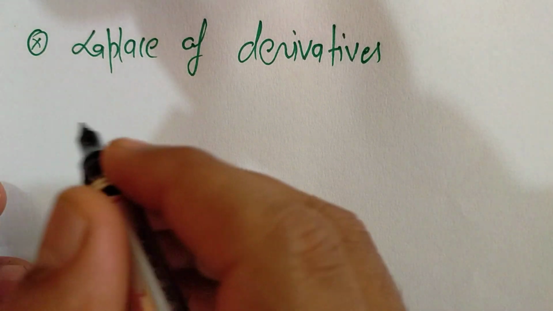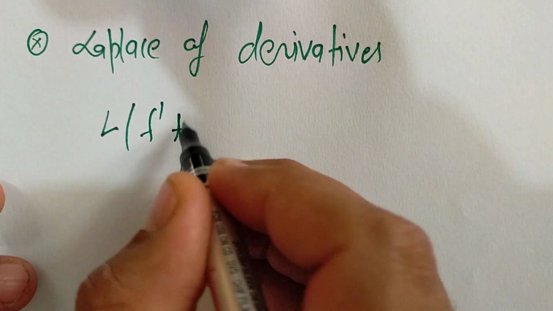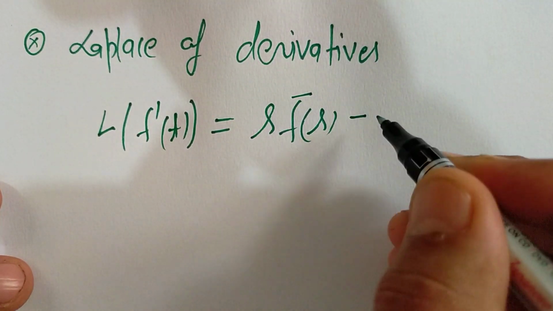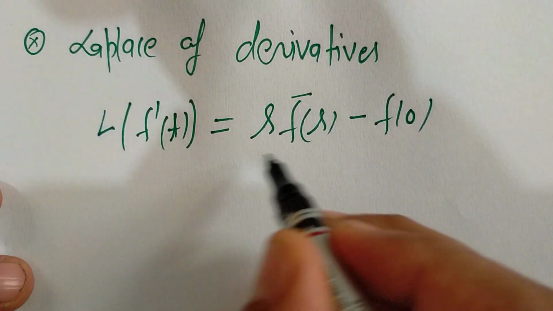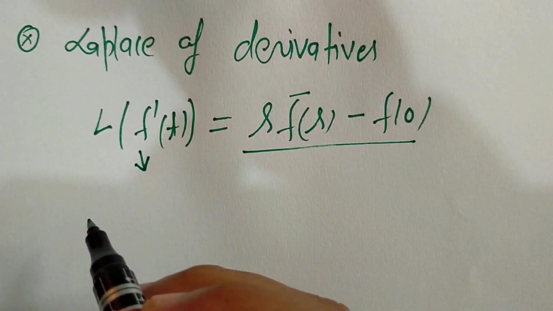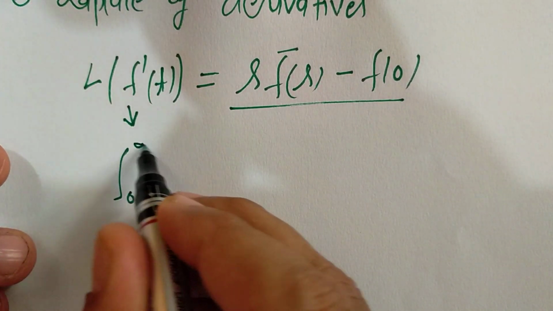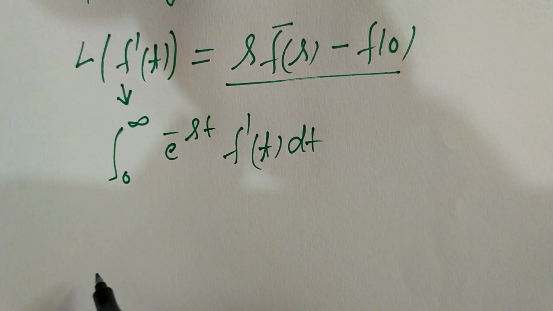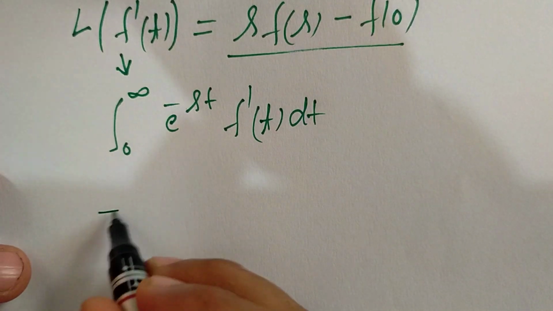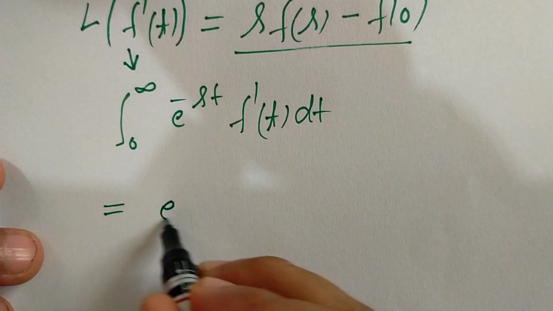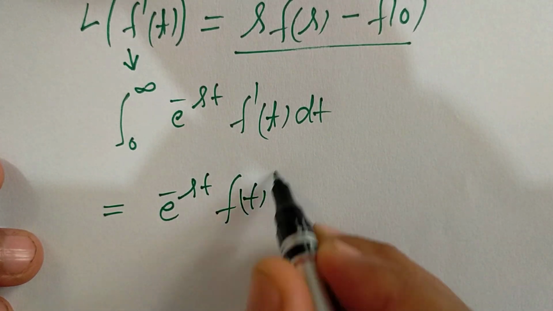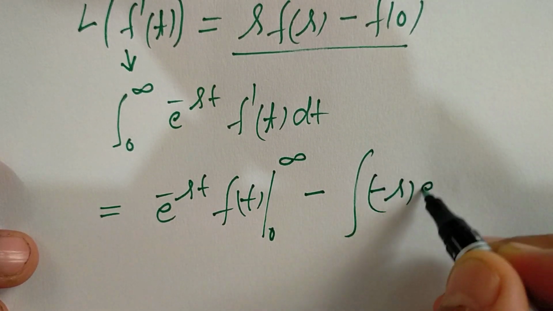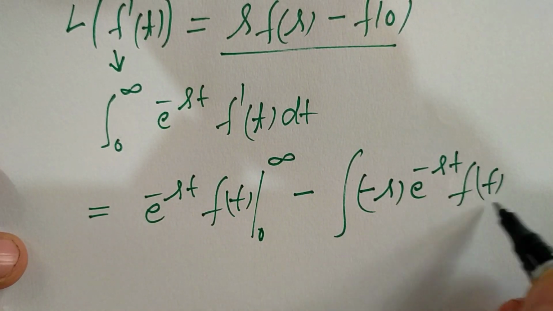Next we have Laplace of derivative. Laplace of f dash t equals s F(s) minus f(0). Let us see how it comes. Laplace of f dash t equals integral 0 to infinity e power minus st and f dash t dt. If we do integration by parts, we get e power minus st and f(t) from 0 to infinity, minus integral of minus s e power minus st and f(t) dt.